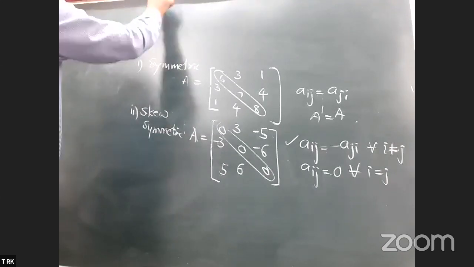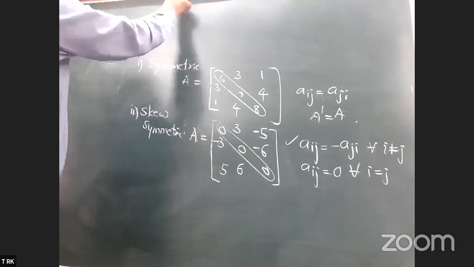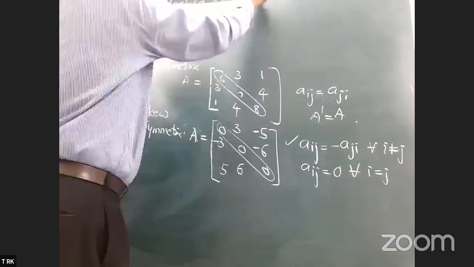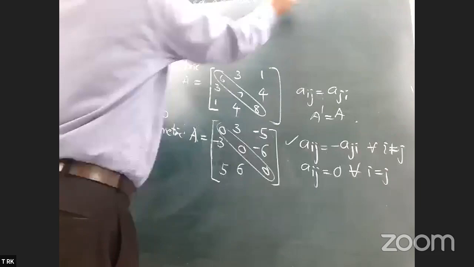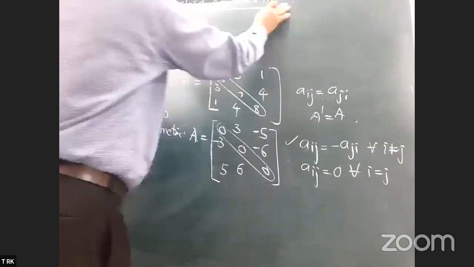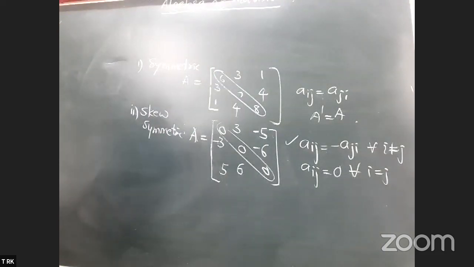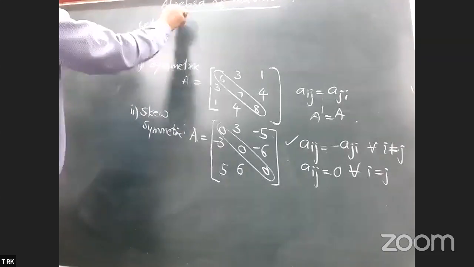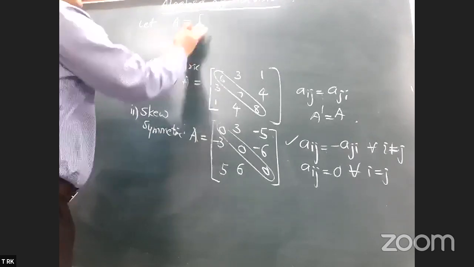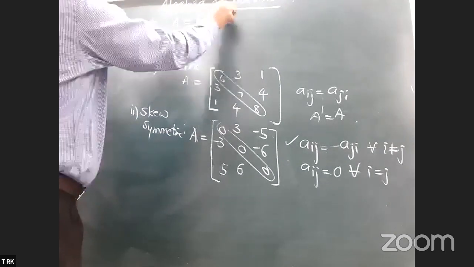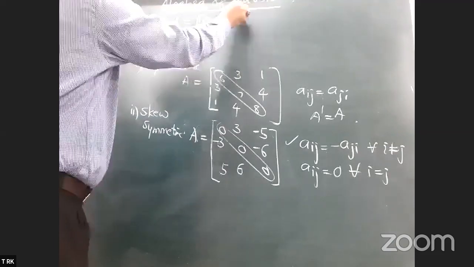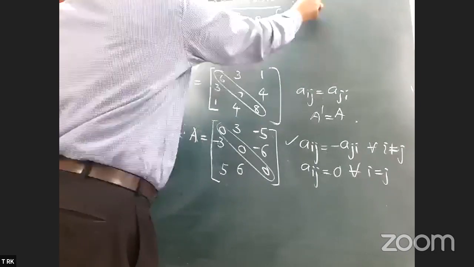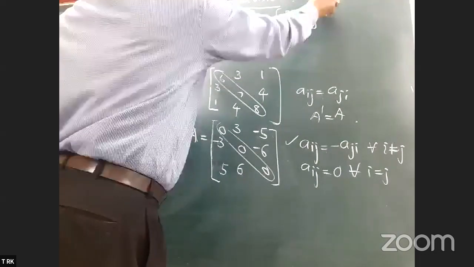Next, take algebra of matrices. So in this case, I take two matrices. Let capital A be equal to A, B, C, D, and capital B is equal to X, Y, Z, W.